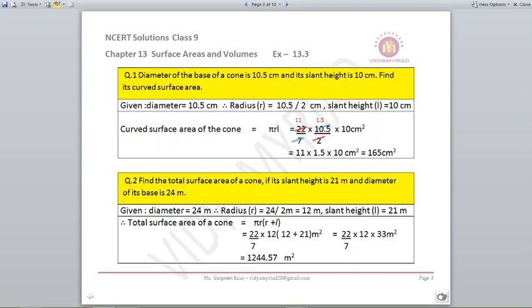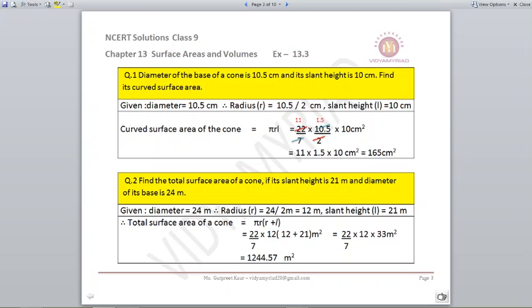Question number 2. Find the total surface area of a cone if its slant height is 21 and diameter of a base is 24. Now again here diameter is given to us. Let us first convert it into radius by dividing by 2. It is 12 meters. Slant height given is 21 meters. What is the formula of TSA of a cone? Pi r into r plus L.